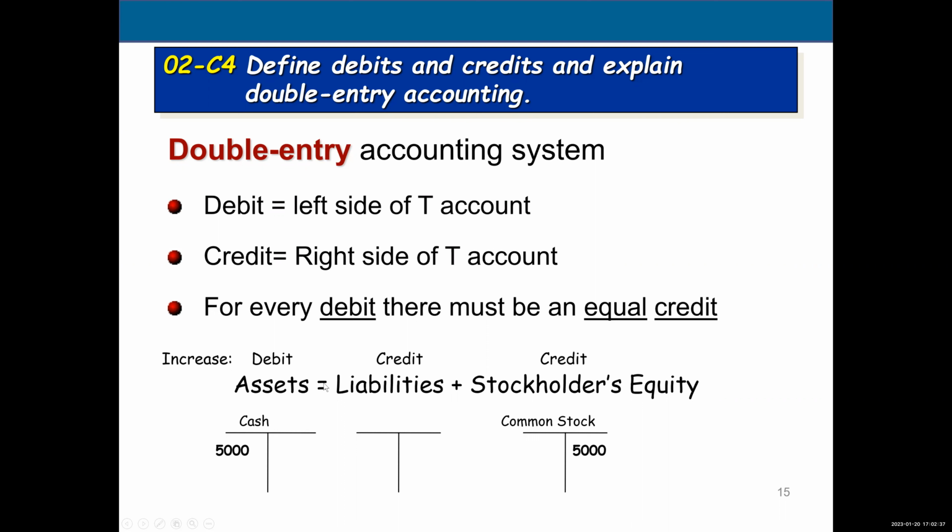Now, on the other side of the equal sign, both liabilities and stockholders' equity are increased with credits. So in our example, who has claims to that cash? Well, the owner invested it, so the owner has claims. So we're going to increase his common stock account, and to increase common stock, you're going to credit. So notice that we have an equal amount of debits and an equal amount of credits.